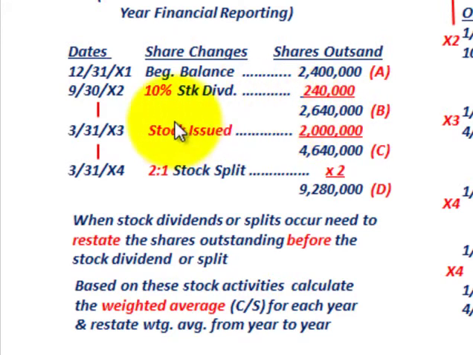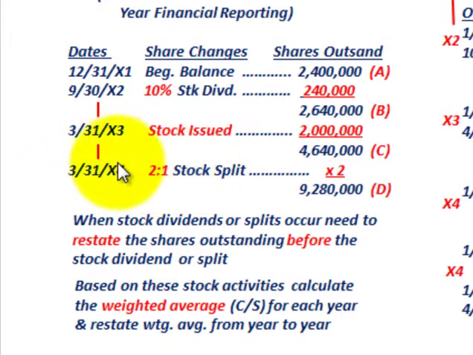And that's what we're going to have up to the end of the year and into the beginning of the next year until we get into the third year, on 3/31, March 31st of the third year. We're going to have some stock issued. The company's going to issue 2 million shares. So after this stock issue on 3/31 X3, we have the sum total of what we had up until that point, 2,640,000 plus the 2 million, which gives us 4,640,000. Okay, so that's from the end of March X3, and we'll have those number of shares outstanding until we get to the next.